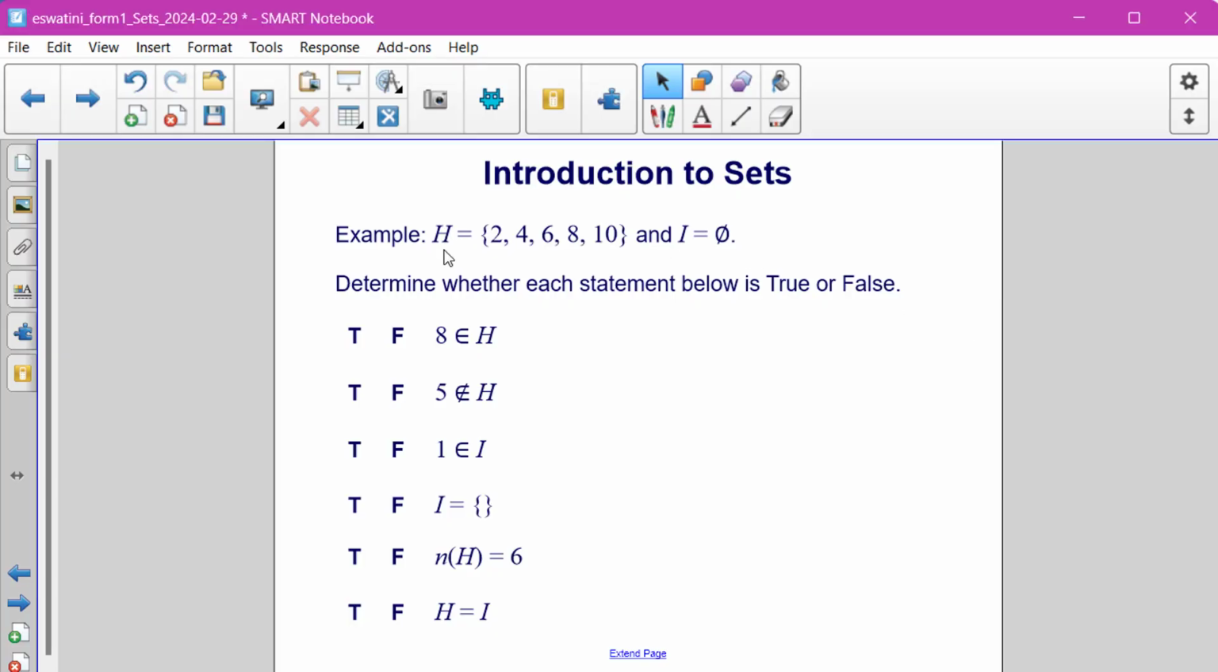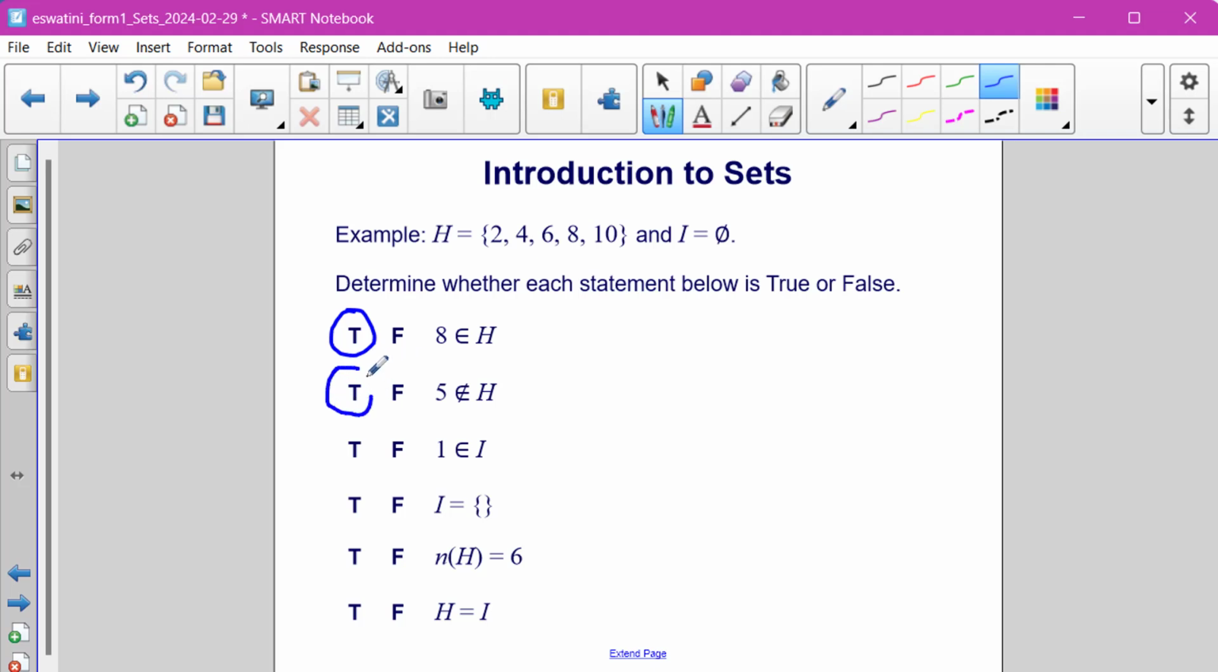Now let's try another example. Here we have set H, which contains the numbers 2, 4, 6, 8, and 10, and set I is an empty set. Determine whether each statement below is true or false. Our first one is that 8 is contained in our set H. 8 is definitely an element of H, so that is a true statement. Now let's look at our second one. 5 is not an element of set H. Well, that's also true because these are all even numbers. So this is a true statement because it says 5 is not an element of H.